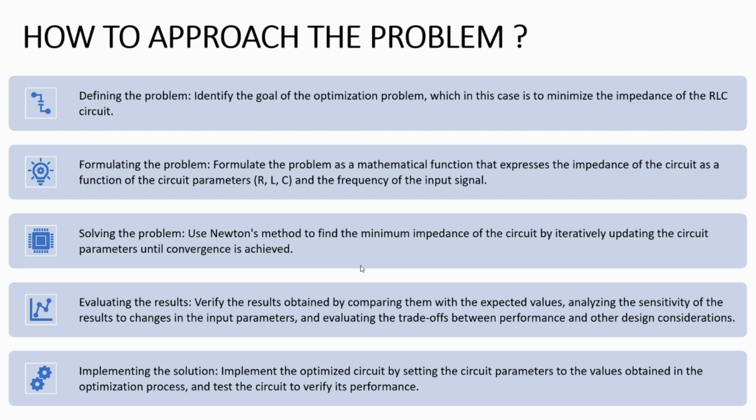Solving the problem: use Newton's method to find the minimum impedance of the circuit by iteratively updating the circuit parameters until convergence is achieved. Evaluate the results: verify the results obtained by comparing them with the expected values, analyzing the sensitivity of the results to changes in the input parameters, and evaluating the trade-offs between performance and other design considerations. Next, implementing the solution: implement the optimized circuit by setting the circuit parameters to the values obtained in the optimization process and test the circuit to verify its performance.